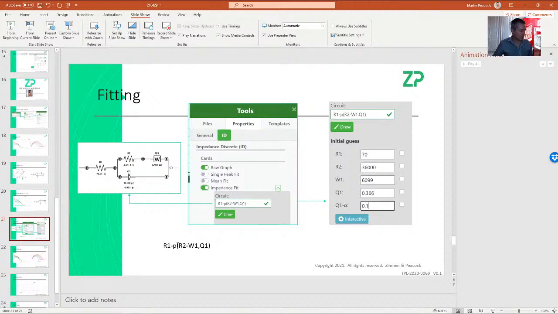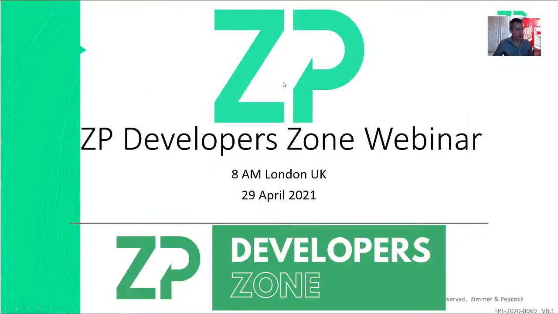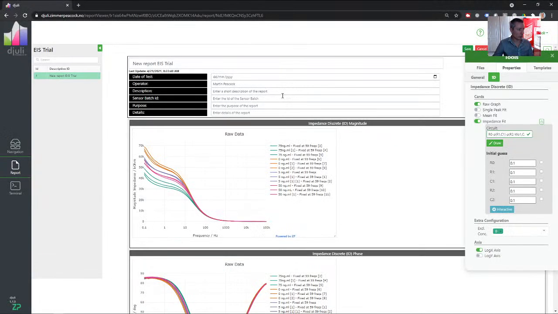The impedance fit is done by sort of coding. So rather than being able to draw out the equivalent circuit, I've got this R1 resistor, which is the solution, in parallel with an R2 resistor, a Warburg element, and a constant phase element. It's probably worth saying that if you're not so familiar with impedance spectroscopy, we do have a very long webinar on YouTube about it, and it's probably worth you watching that.